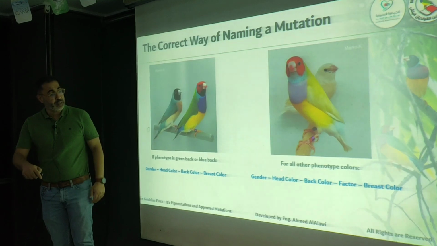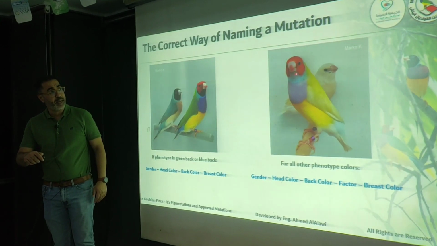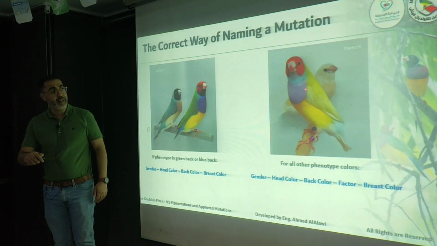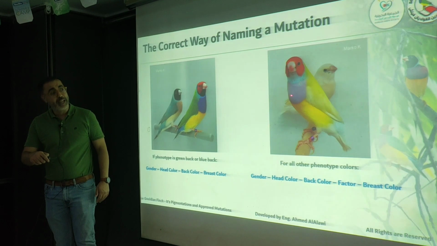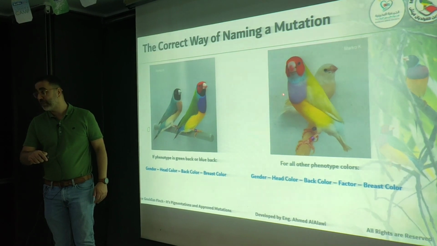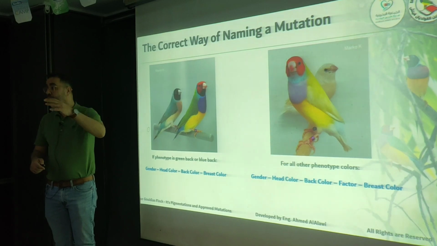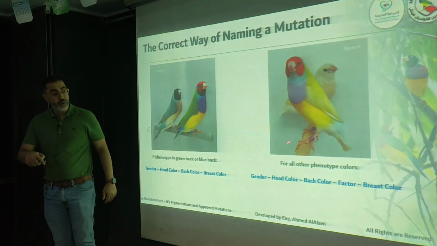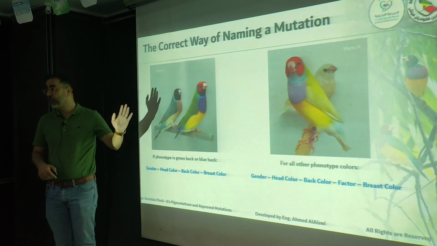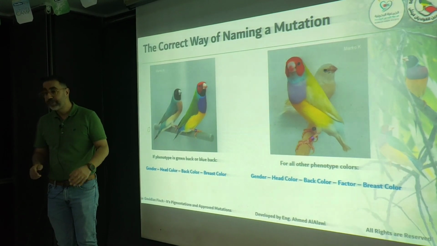So in this case, for example, we could come and say male, red head, green back, pastille, single factor, purple breast, or lilac breast to be precise in this case. Yes? Yes. So when we are dealing with pastilles, either blue or green, we follow this naming topology. Good?